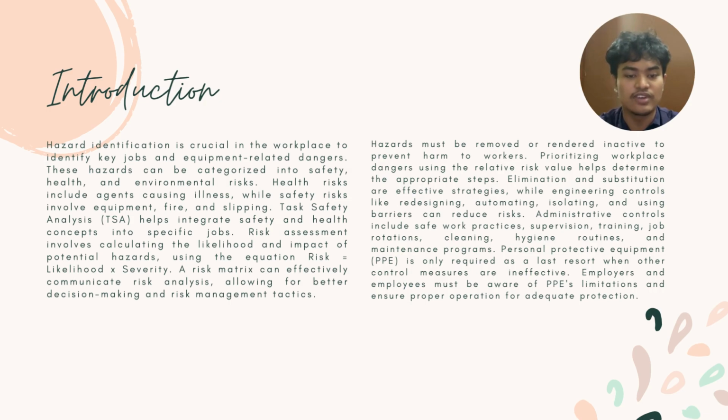Elimination and substitution are effective strategies, while engineering controls like redesigning, automating, isolating, and using barriers can reduce risks. Administrative control includes safe work practice, supervision, training, job rotation, cleaning and hygiene routines, and maintenance programs. Personal protective equipment (PPE) is only required as the last resort when other control measures are ineffective. Employers and employees must be aware of PPE limitations and ensure proper preparation for accurate protection.